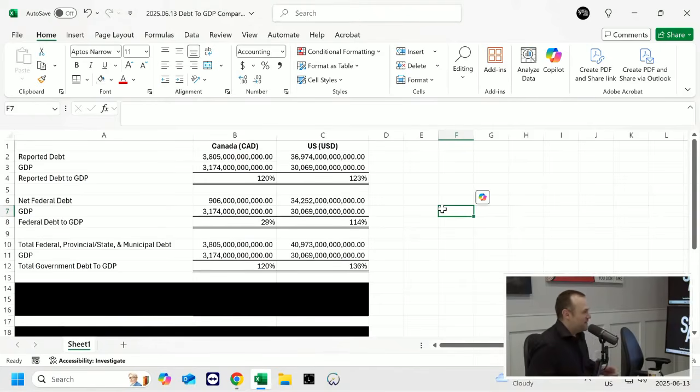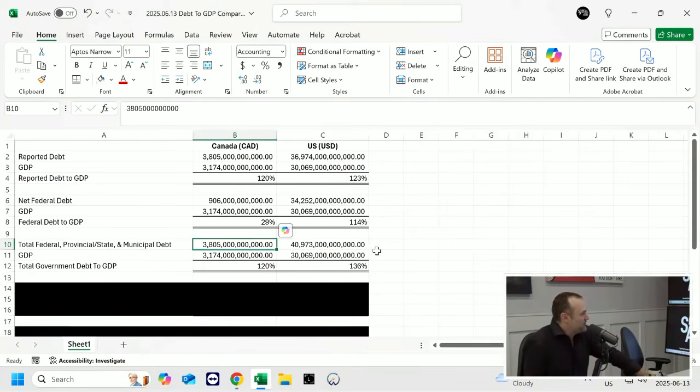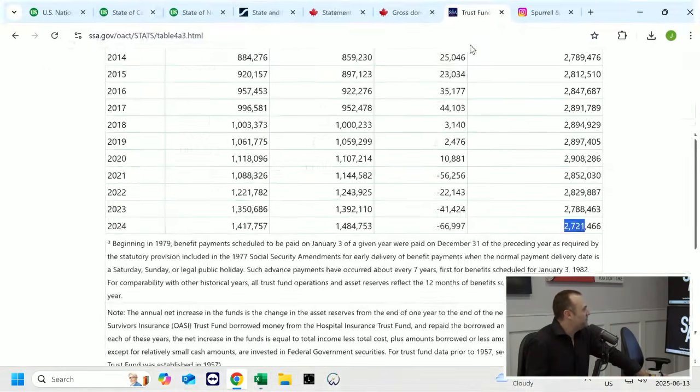Right. And so a better way to look at it is that $3.805 trillion is our total debt. It's often reported as such in Canada, and that's the common way to report it. And GDP is still the same, 3.1 trillion. But in the U.S., they got about another $4 trillion in state and local debt.